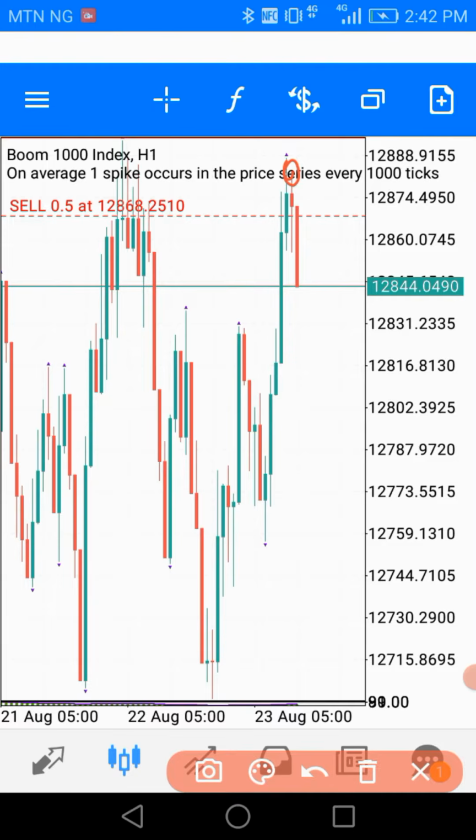Now remember that this is a double top. Look at it, and then look at the space in between. If you are here to watch my video on how to trade double top profitably, I'll leave the link in the description box so that you go and watch the video and have a better understanding.